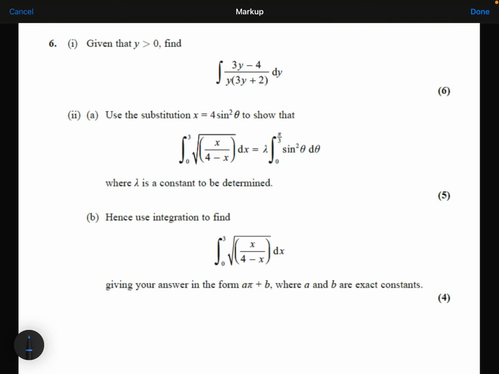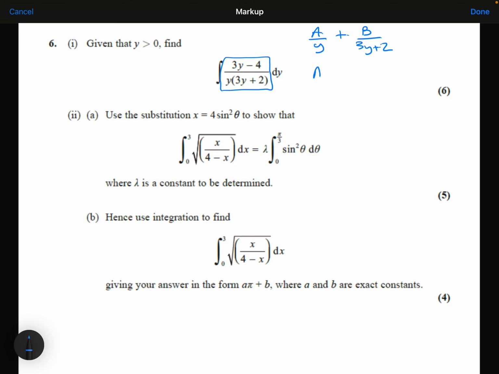Part I. Given that y is greater than 0, find the integral of (3y minus 4) over y times (3y plus 2). So, first thing we're going to need to do is to split this up into partial fractions. So I'm going to rewrite it as a over y plus b over 3y plus 2.